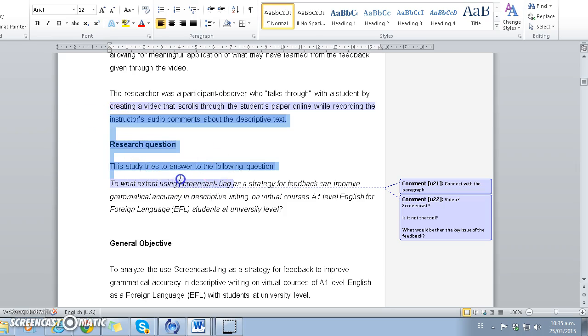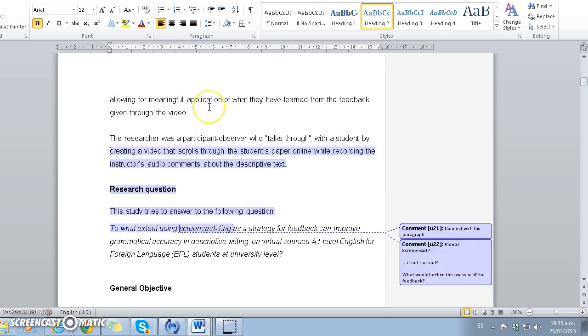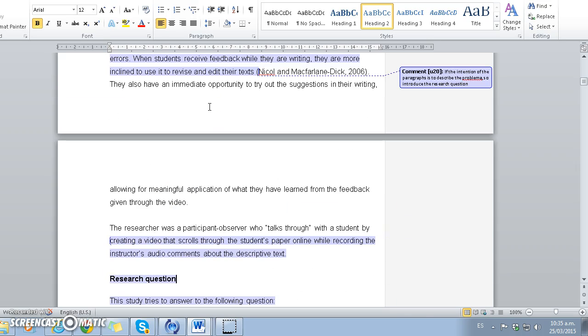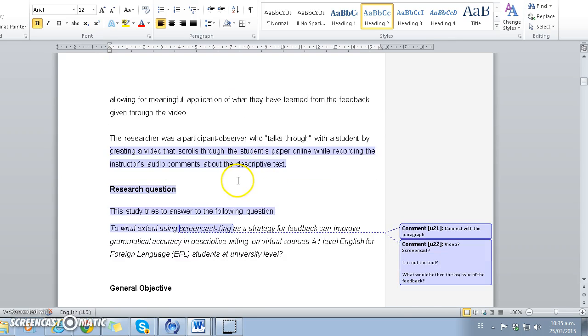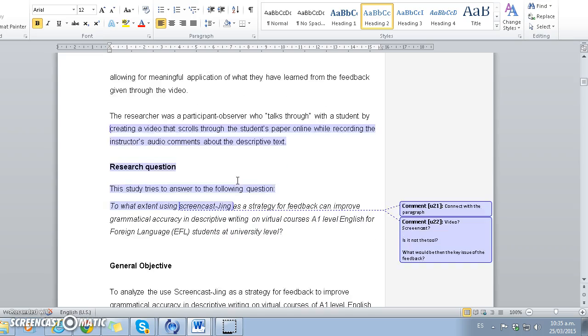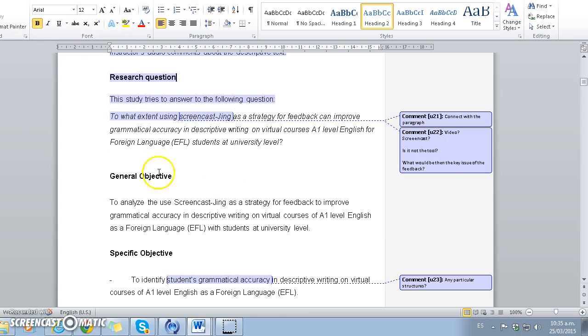In this way, you cannot present the question. The idea is that you present the question connected with the introduction. The introduction is where you are stating the problem and giving an idea of what the problem is, so you can check and include the question. Same for the general objective.